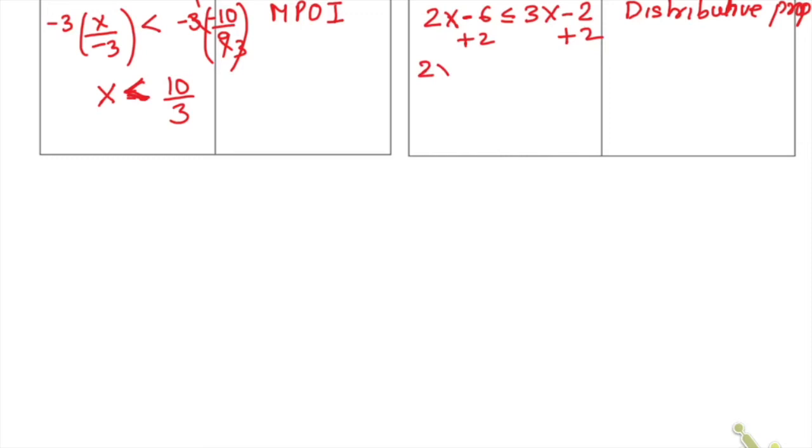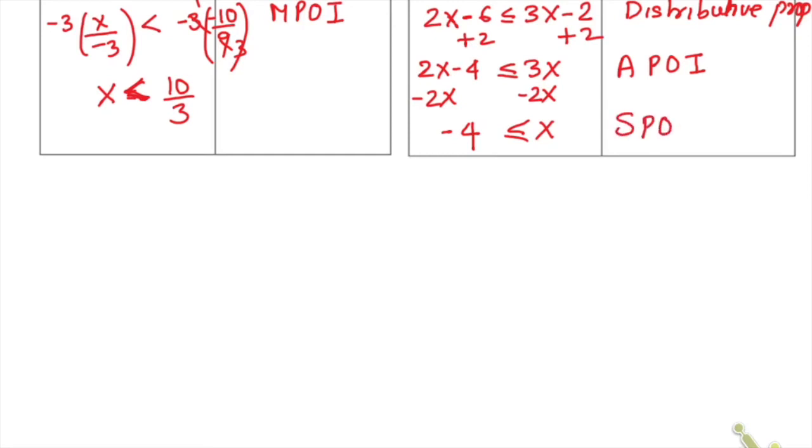So that's 2x minus 4 less than or equal to 3x, and I added, so I would say addition property of inequality. Now I subtract 2x from both sides. I subtract 2x, I get x less than or equal to -4. So x is greater than or equal to -4. So that's the subtraction property of inequality. And finally we write it like this, x is greater than or equal to -4. That's the answer. Let's move to the next step.